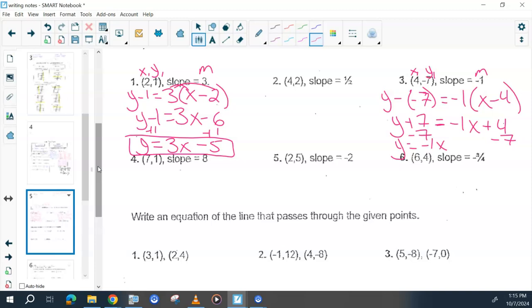Negative 1x plus 3. There we go. Oh, yes, it would be a negative 3 because you're subtracting. Thank you. Okay. Questions about that?